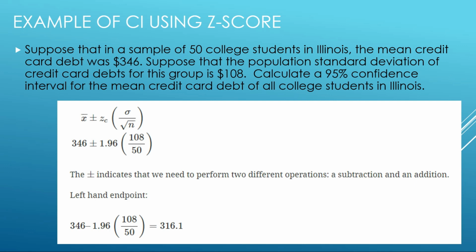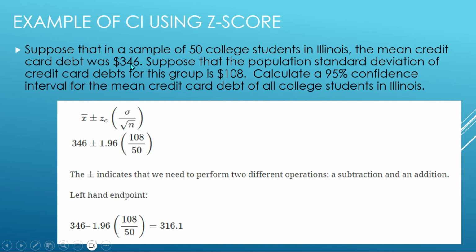Example of CI using z-score. How do we use a confidence interval? For that we will see an example. Suppose that in a sample of 50 college students in Illinois, the mean credit card debt was $346. There are thousands of students in Illinois, maybe at a university or some institute, and we have just taken a sample of 50 students, and the average credit card debt was $346.